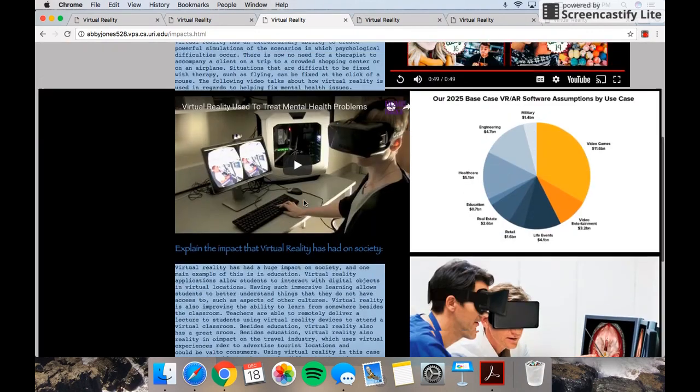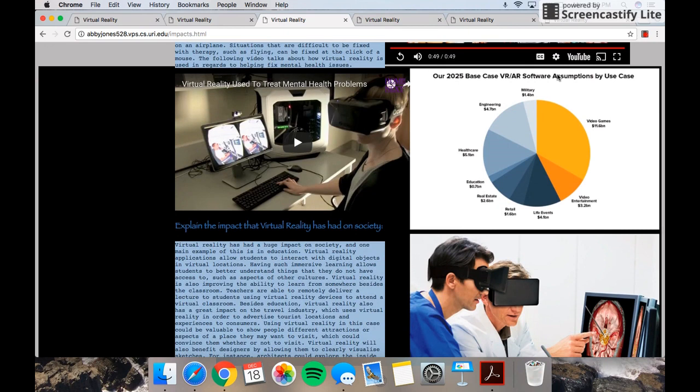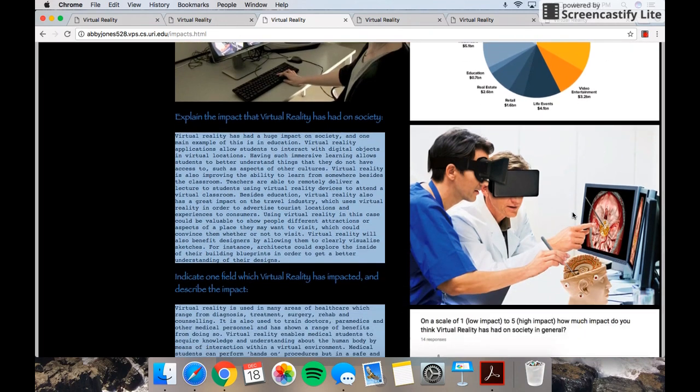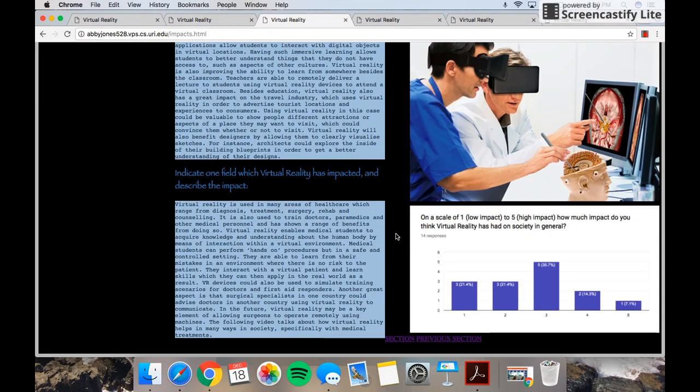The first image on this page shows how much spending is predicted to be spent on different types of VR in 2025. And the second image is of doctors using VR to visualize a patient's brain to prepare for a surgery. This last image is showing a chart that shows how much of an impact people think virtual reality has on society today. And I used Google Forms to collect this data from my classmates by creating questions for them to answer. And I posted the surveys that I did on my website.